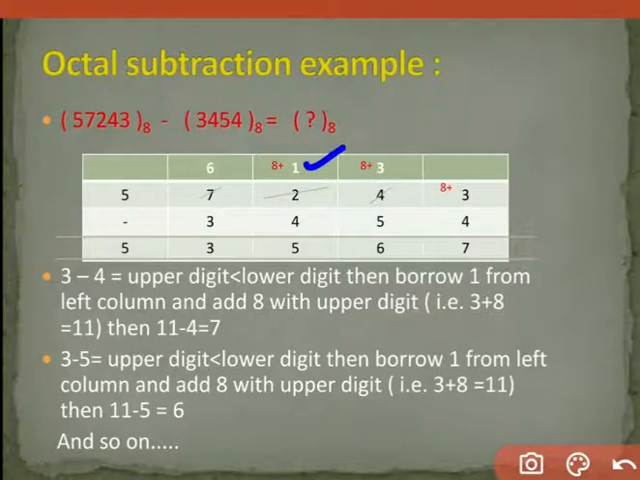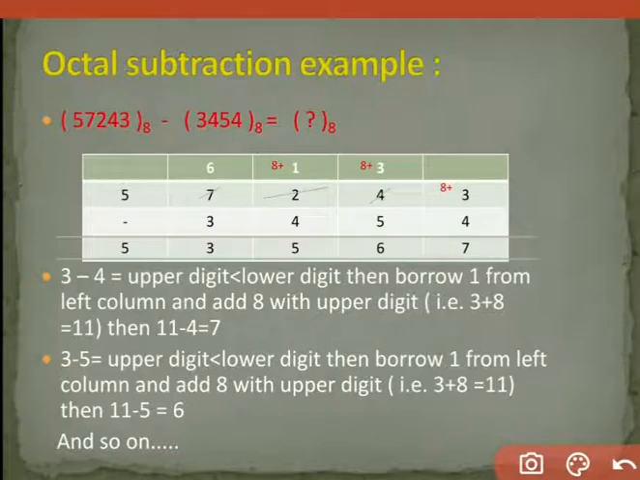See, our left column becomes 1. 1 is smaller than 4. Again we have to do the same process. We have to borrow 1 from our left column, it becomes 6, and then we are adding 8 with it. 8 plus 1 is 9. 9 minus 4 is 5.